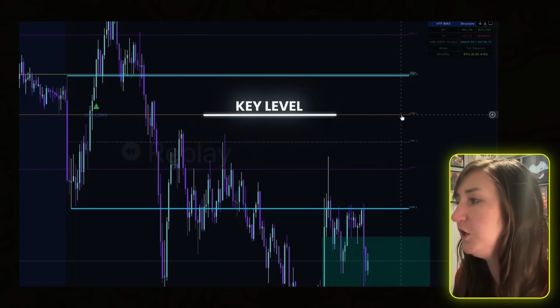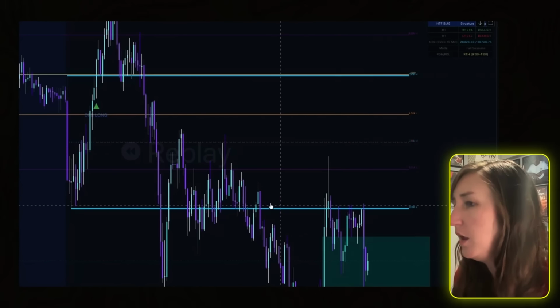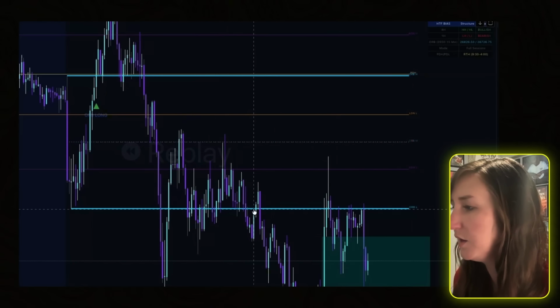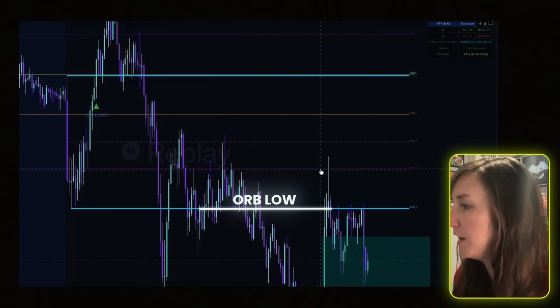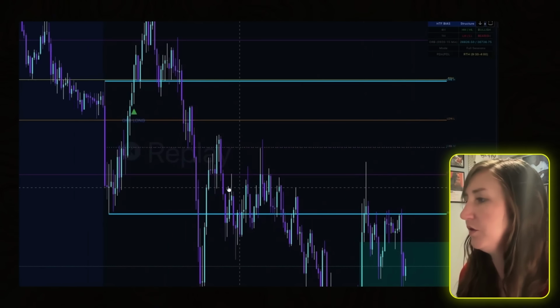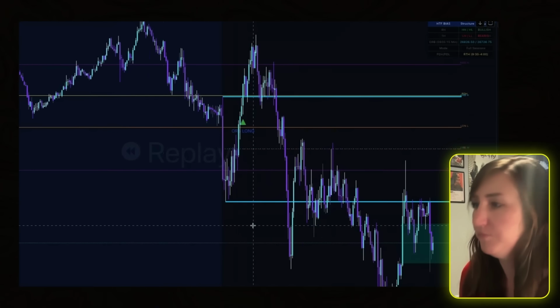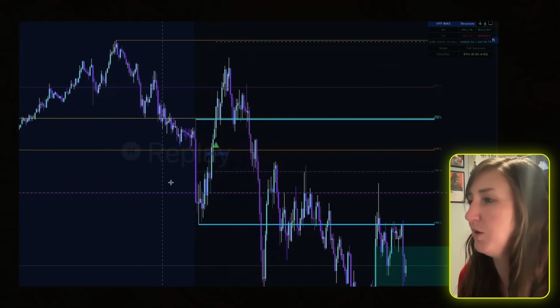It also gives you key levels, London low. Here is the midpoint of the ORB, I believe it was. And here's your ORB low. Here's another key level at Asia's low. So these key levels are key liquidity areas during New York market opens, things that we may come up to price.